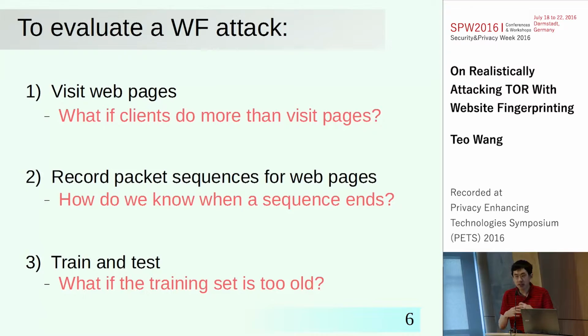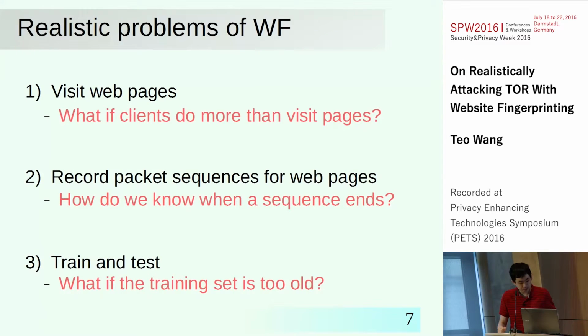And for training and testing, there's this problem of what if the training set gets too old? How often do we need to update the training set? It turns out that previous work, Jerez et al. last year, has shown that all of those are sufficient to make website fingerprinting attacks go to near zero accuracy. So we have to solve those problems to claim that website fingerprinting can be realistic.